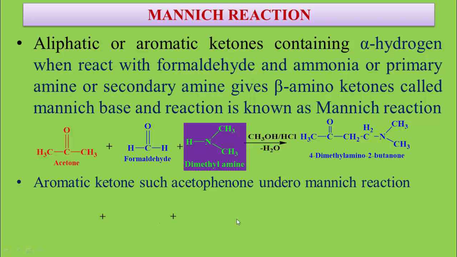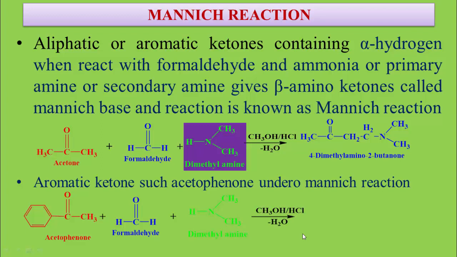Then aromatic ketones such as acetophenone undergo the Mannich reaction. For example, this is acetophenone, when it is treated with formaldehyde along with dimethylamine in presence of methyl alcohol and hydrochloric acid, there is the elimination of a water molecule and we get the formation of the Mannich base, that is 3-dimethylamino 1-phenyl 1-propanone. This is the detail about the Mannich reaction.